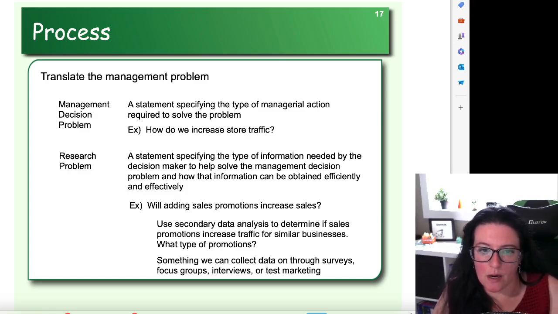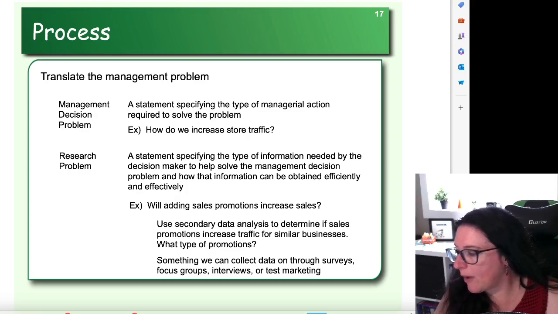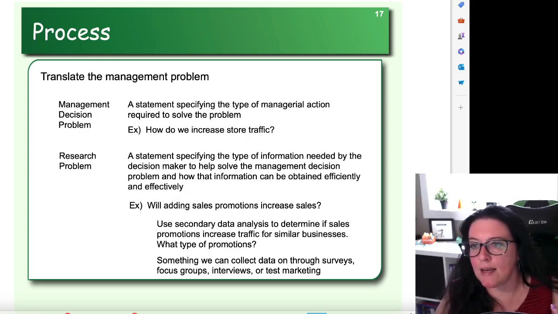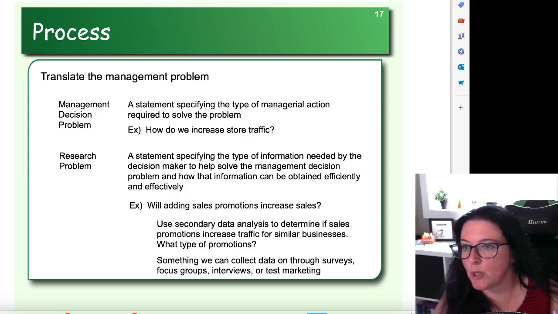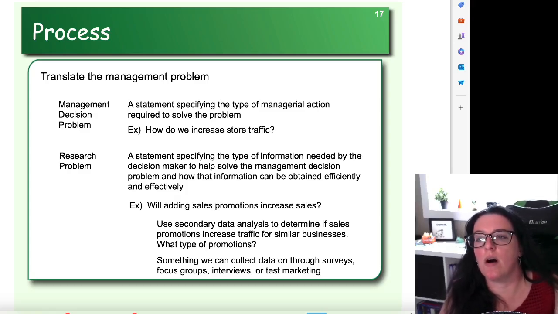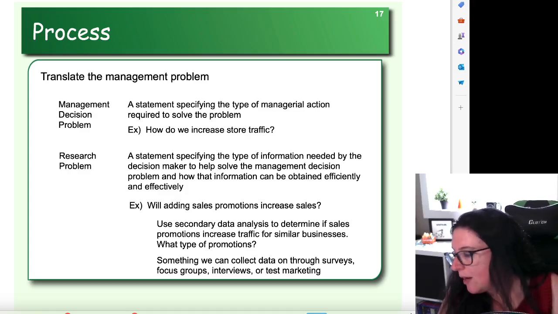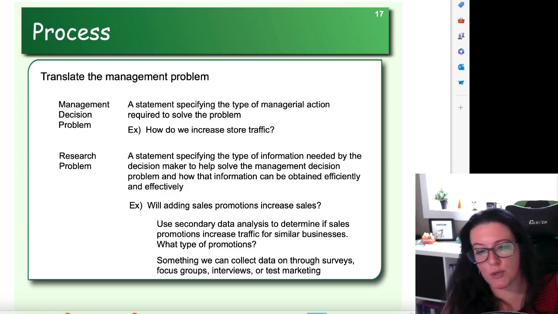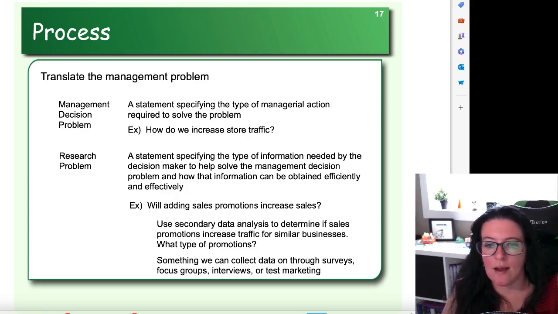So here, what we're doing is we're looking at, okay, well, we could look at secondary data. If sales promotion, does that increase traffic for similar businesses? What type of promotion can that be? So here we are doing some more exploration, and we can focus on collecting data through surveys. If there were these types of promotions, would you be willing to purchase? How likely would you be willing to purchase? We can collect that type of information.